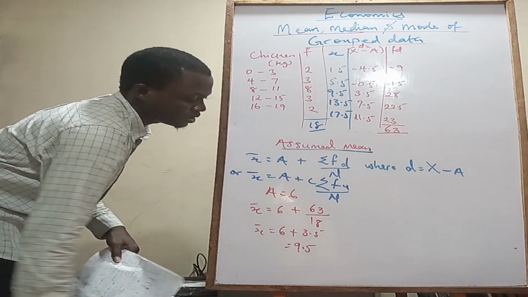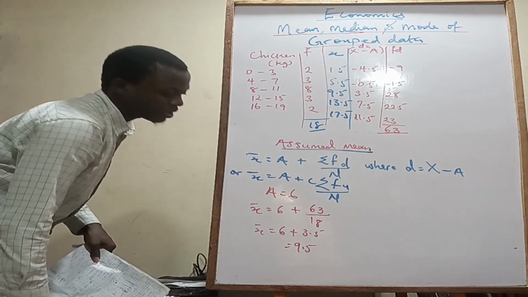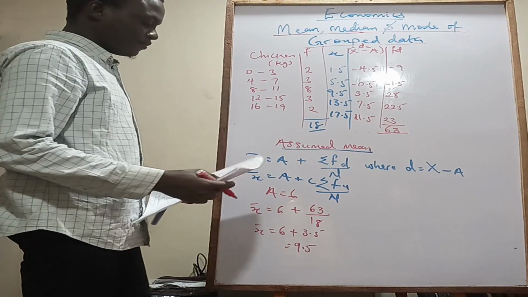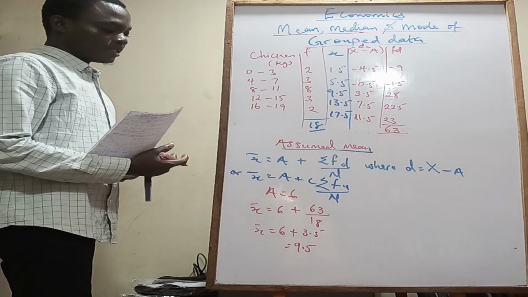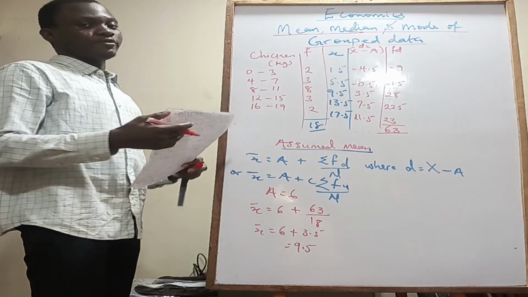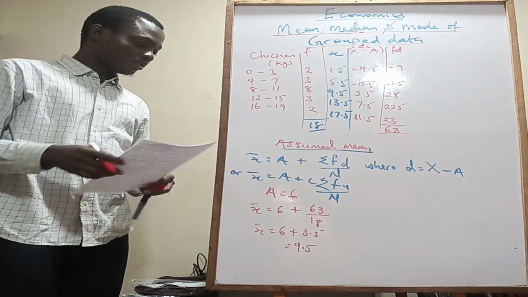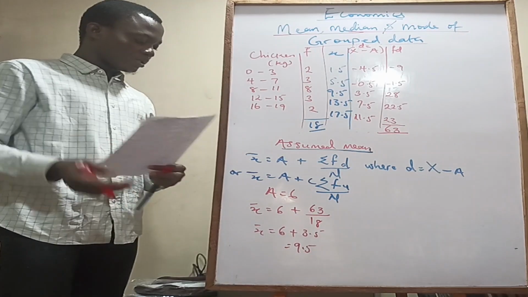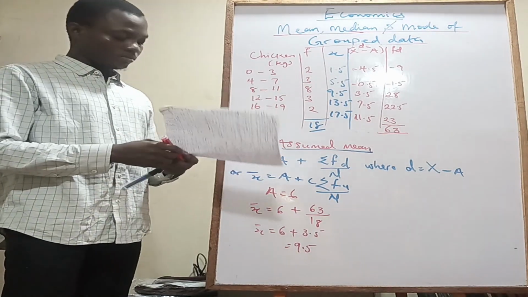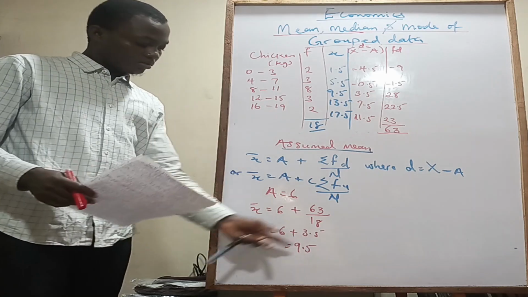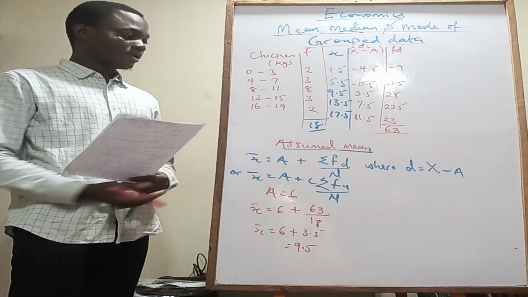And try it out. 18 times 3 is 54. Then 18 times half is 9. 54 plus 9 is 63. Alright, so 3.5 is correct. So our mean is 9.5.